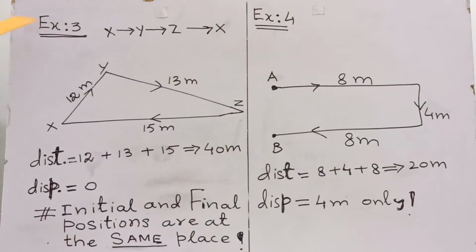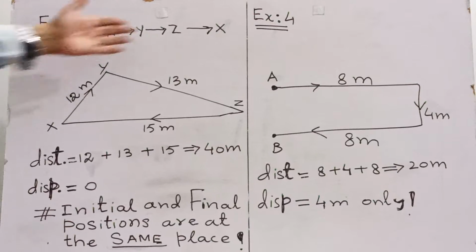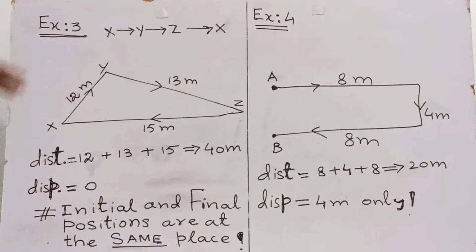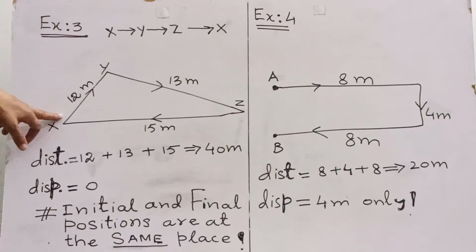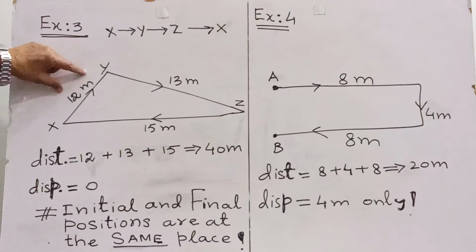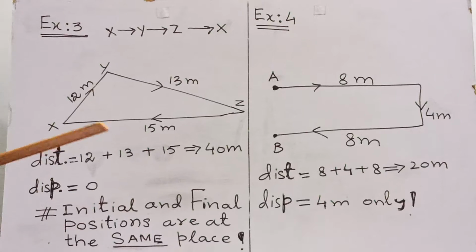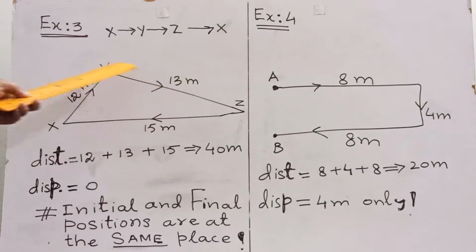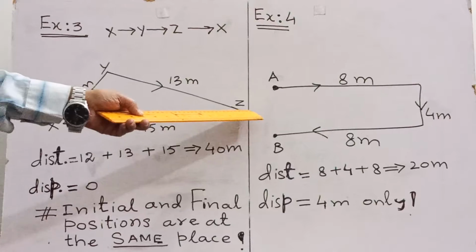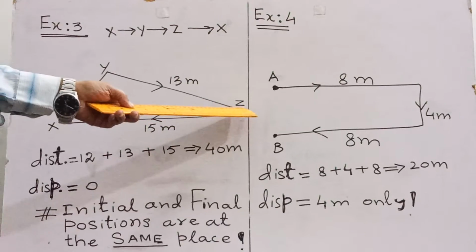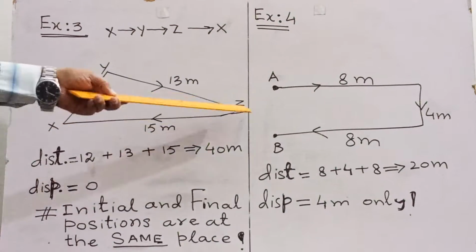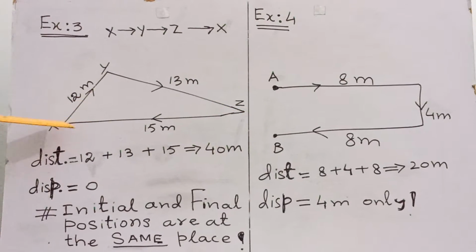Now this is example number 3, and it is the path traveled by any body or any object. Suppose that a body or object starts the journey from the point X, travels a 12 meter distance from X to Y, and then further travels a 13 meter distance from Y to the point Z, and then from Z to X 15 meter, and comes back to the starting point X.